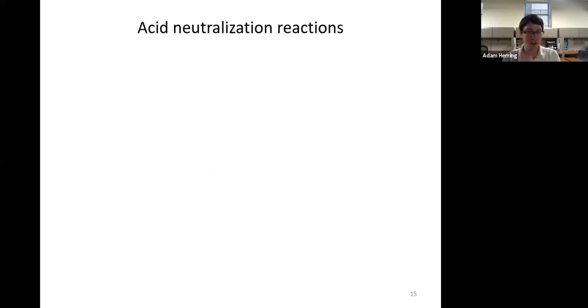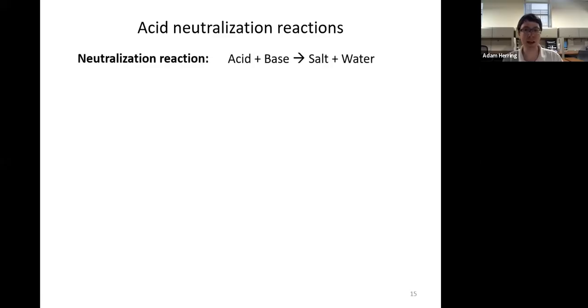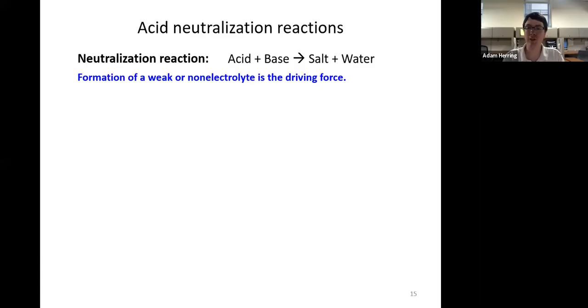So an acid-base reaction or a neutralization reaction involves adding an acid and a base, and they form salt and water. For this reaction, we can have the formation of a weak or non-electrolyte as our driving force. Water is a non-electrolyte, and so its formation will be the driving force of the reaction and is therefore part of the net ionic equation.